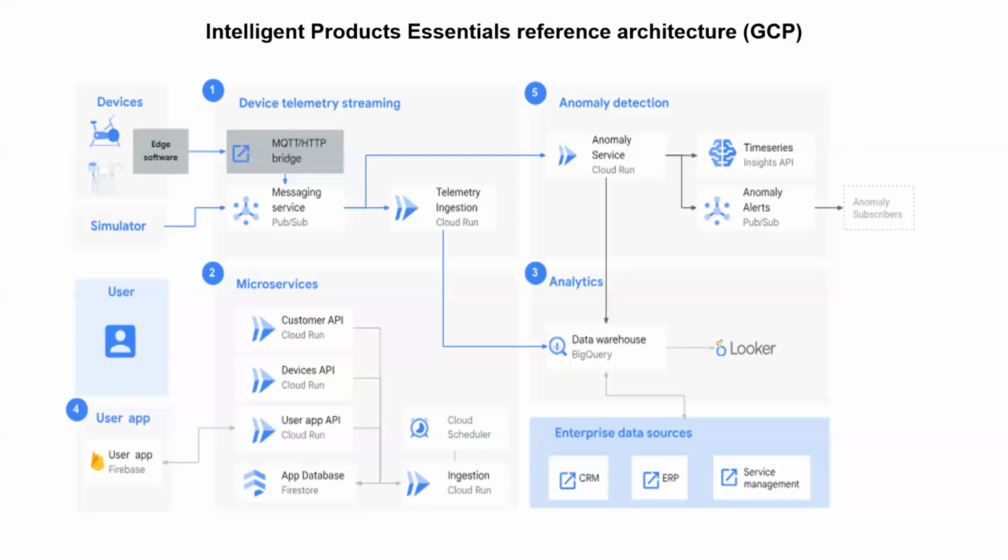And Pub/Sub is a global asynchronous messaging service. And then the Cloud Run streams the messages to BigQuery for storage, archival, and analytics. These are the sub-components of the device telemetry streaming component.